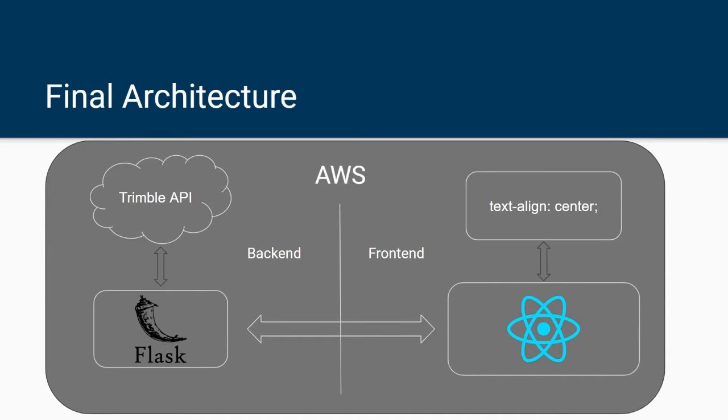This is our project architecture. A Flask-driven backend would take the Trimble API, which was the JSON list of procedures, and send it to the front end, which was mainly React components. We then used AWS to deploy our website.